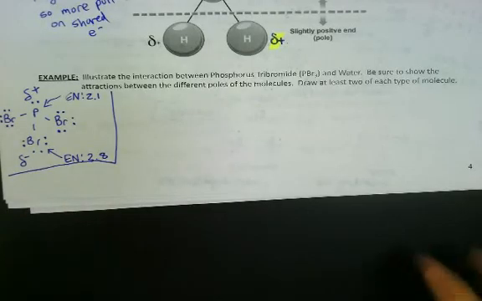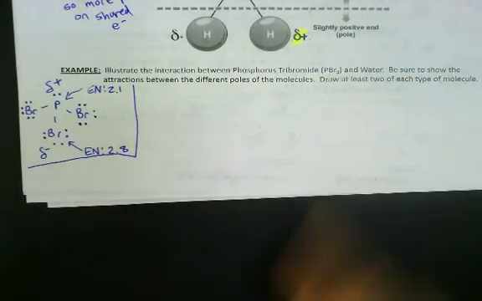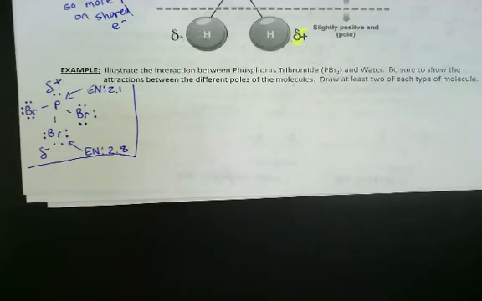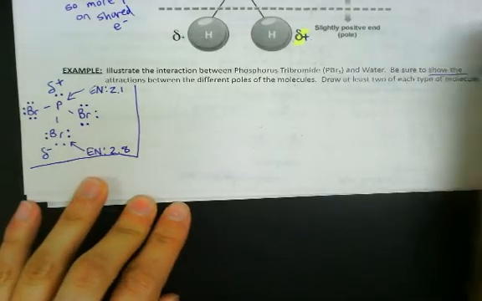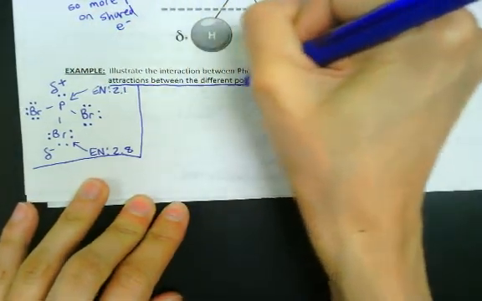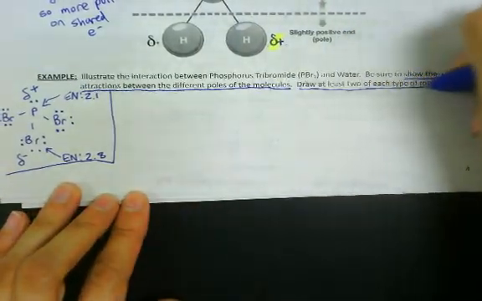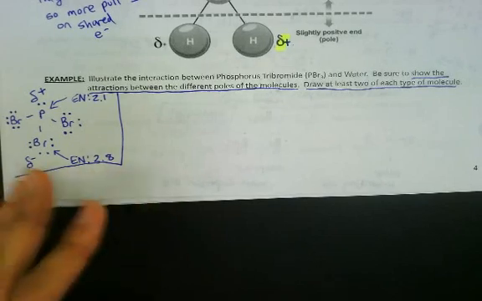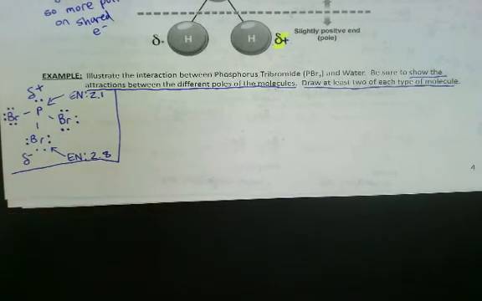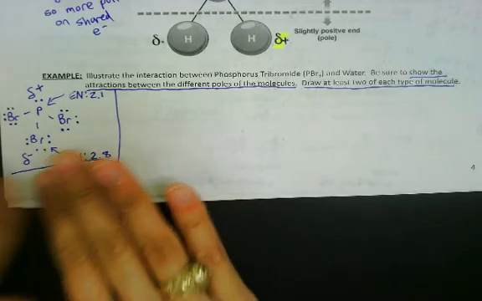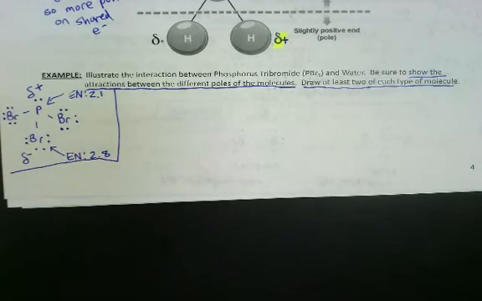And then I'm going to use two different colors to illustrate the interactions between the two different molecules, the water molecules and the phosphorus tribromide. We are told to show the attraction between the different poles of the molecules, and we want to draw at least two of each type of molecule. So we want to make sure we're following our instructions. It's going to be a little bit tedious to draw this many, but we're going to get through it. So let's go ahead and draw ourselves a phosphorus tribromide.